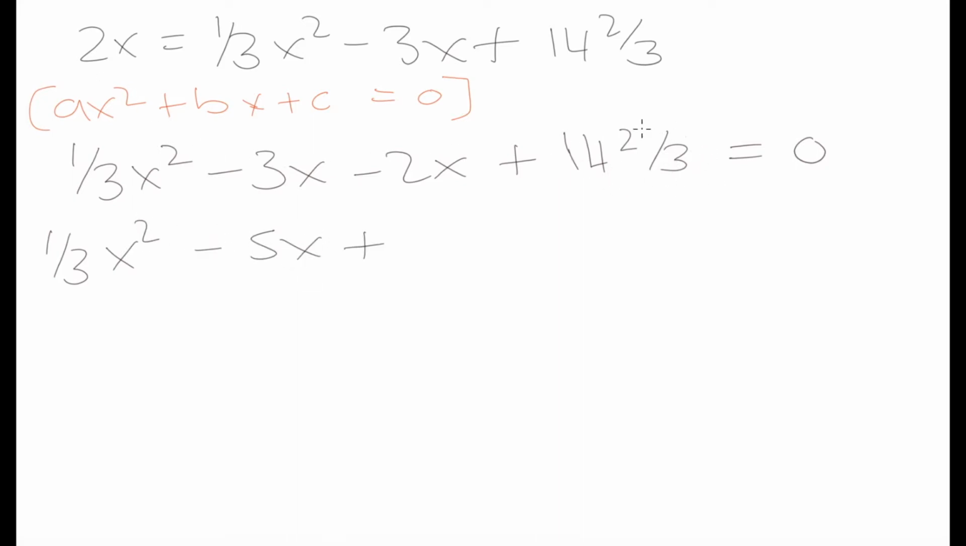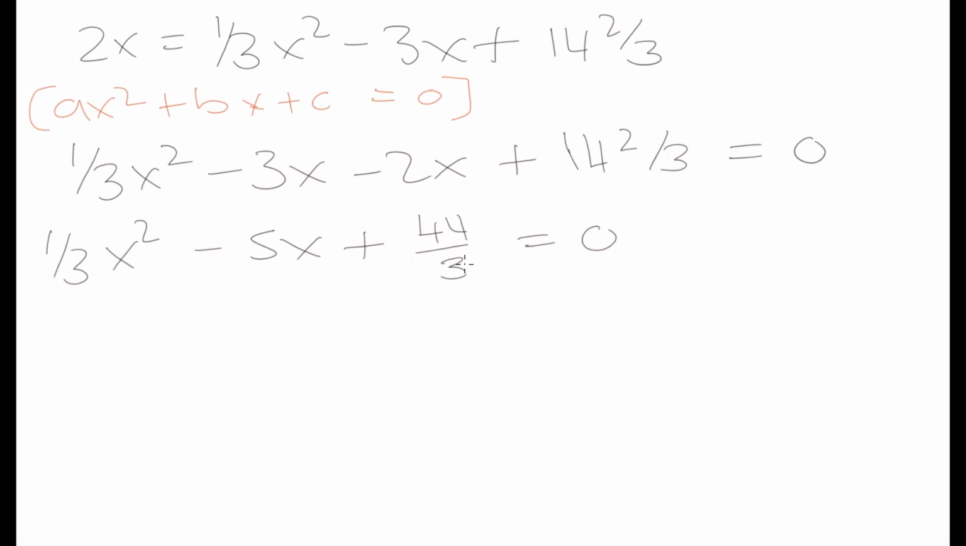So let's actually simplify this 14 2/3 and write it down as an improper fraction. The way that we're going to do that is we're going to multiply 14 times 3, and add 2, and that is going to give us 44/3, and that is going to be equal to 0. And now, if we look at this, it's going to be a bit difficult for us to factor when we have this fraction as a leading coefficient.